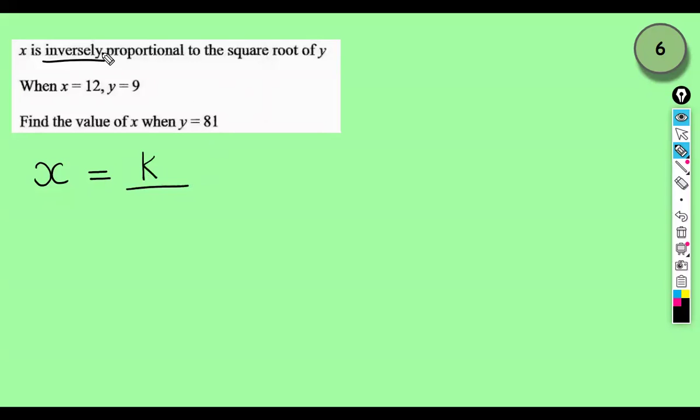Now inversely, k goes on top, and the square root of y goes underneath. Does that make sense? Do I have it correct? Am I trying to trick you guys? It's correct. I'm not trying to trick you. All right, so that's a big help there. Go ahead and see if you can finish it from there.